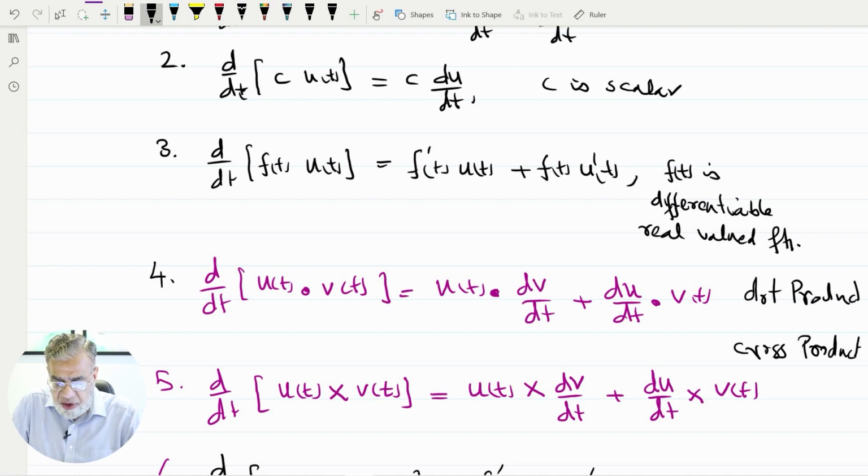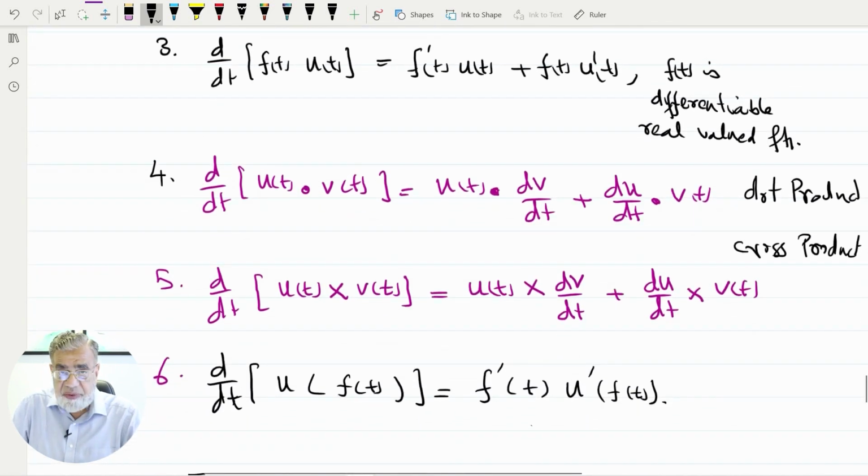and we have the first function times the derivative of the second, that is u of t dot dv by dt, plus the derivative of the first function, du by dt, dot v. In case of cross product, we must be very careful, we must not change the position, and we get here u of t cross dv by dt plus du by dt cross v.